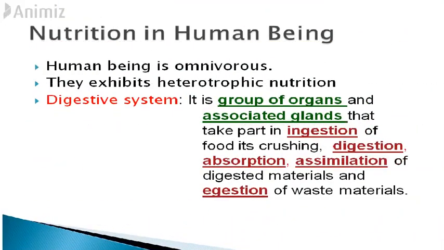Human being is an omnivorous animal. They exhibit heterotrophic nutrition. For this, a group of organs and associated glands work together. They make the digestive system. It helps in digestion, absorption, and assimilation of food. It also helps in the removal of waste materials.